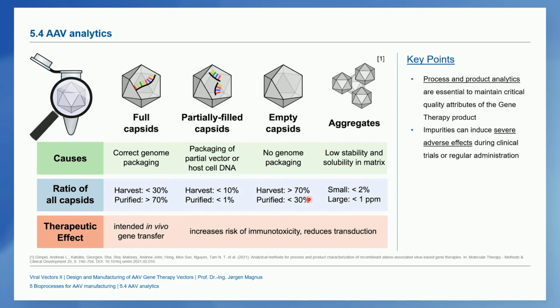Aggregates is a problem with some serotypes, and not such a big problem with other serotypes. But in general, you also need to have very low rate of aggregation. So if it's the small aggregates, you might be okay with 2%, but the large ones should be at a very limited level, less than 1 parts per million.